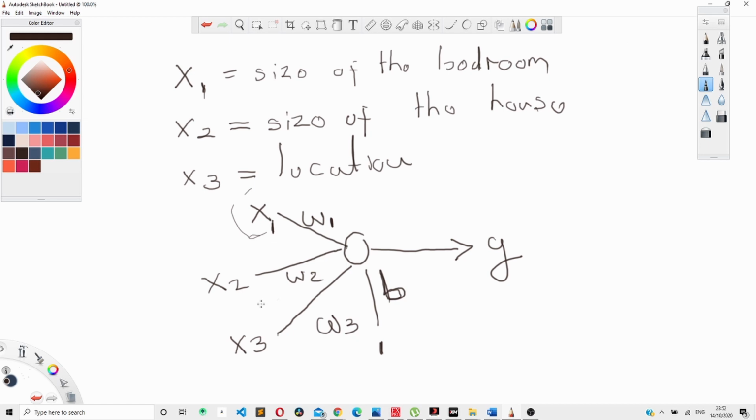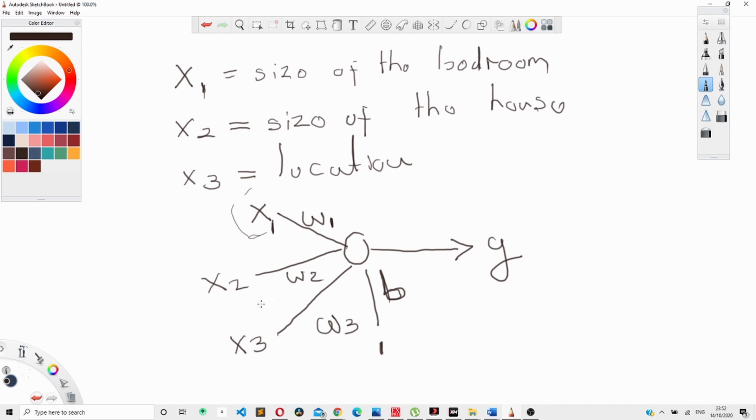And then the purpose of the bias: the bias doesn't have any input data associated with it, but the bias enables the neuron to modify the output independently of its input, right? So that's the purpose of the bias, right?